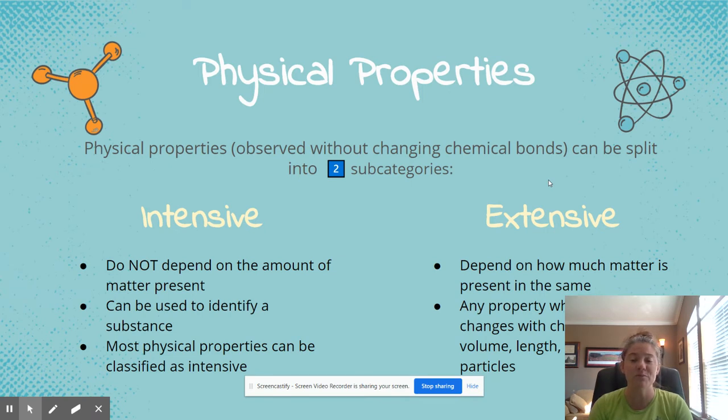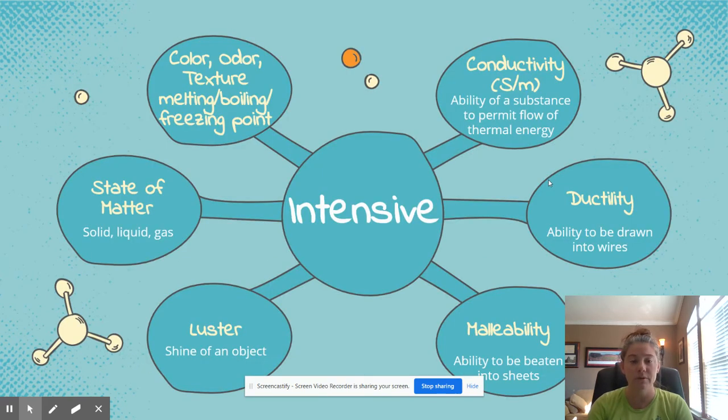Extensive properties depend on how much matter is present in the same sample. They are any properties whose value changes with changes in mass, volume, length, or the number of particles. Examples of intensive properties are color, odor, texture, melting point, boiling point, freezing point. So anything that you use your senses to observe. I'm making qualitative and quantitative measurements here, but I'm using my senses to do so.